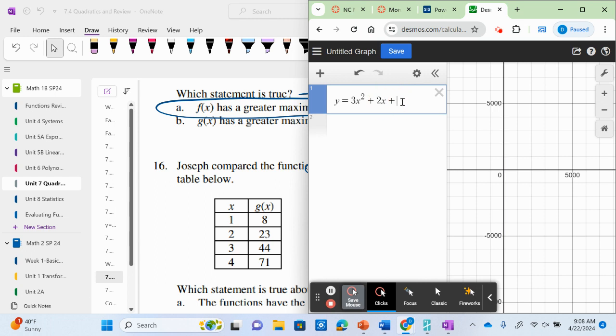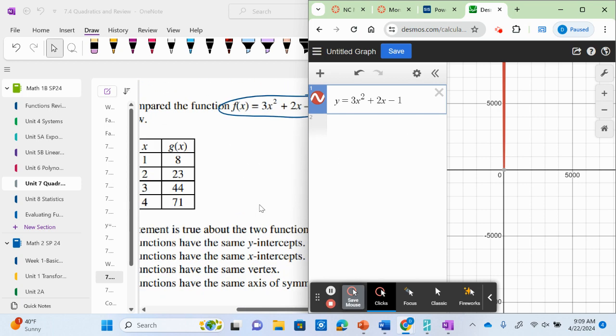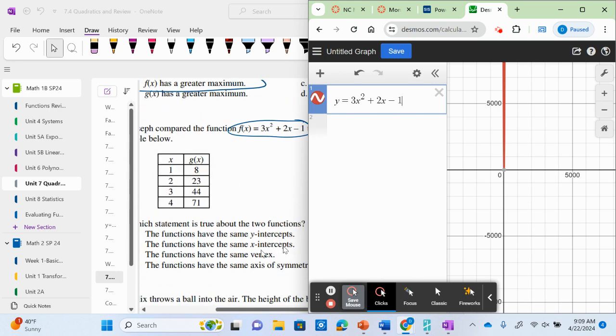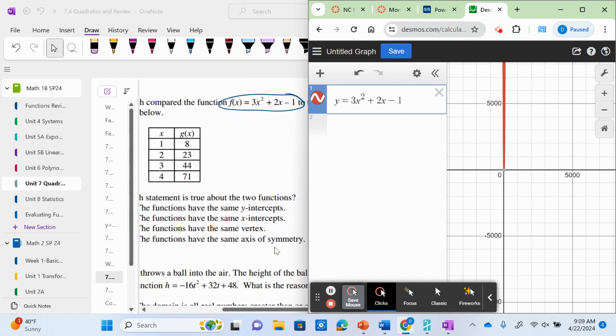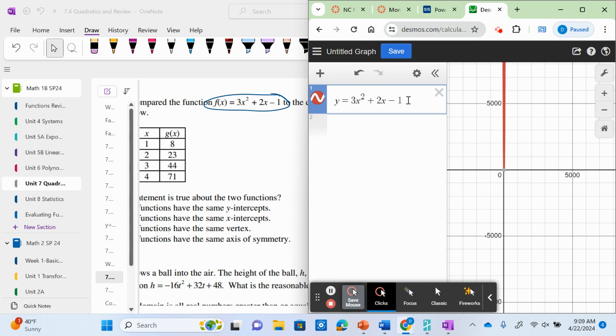Is it -1 plus 2x minus 1? So the questions are, do they have the same y-intercepts? Do they have the same x-intercepts? Do they have the same vertex? Or do they have the same axis of symmetry?